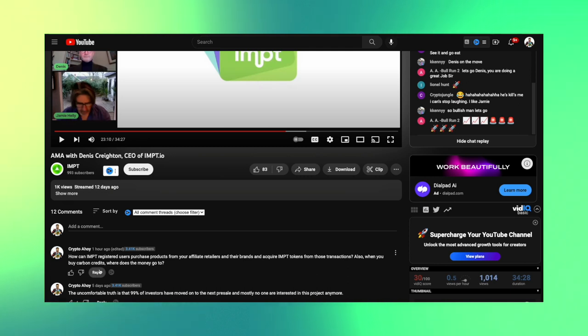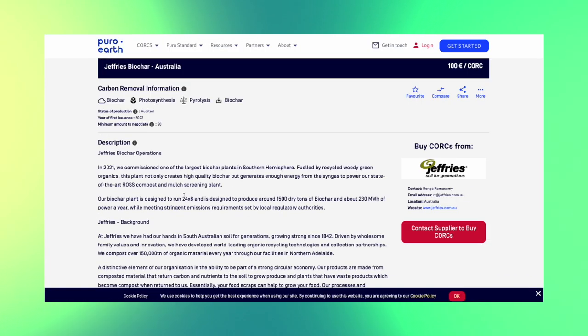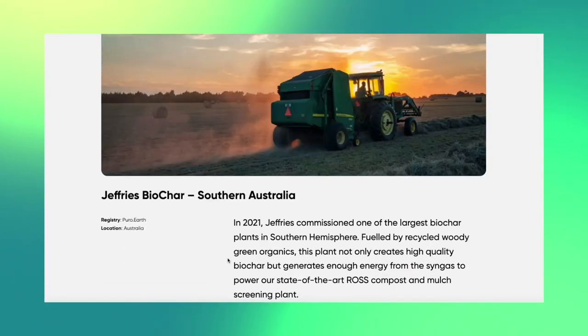Also, when you buy carbon credits, where does the money go to? And they haven't really provided a clear answer. Is all that money sent to the carbon credit project, like the ones we saw here? Where is it really going? We haven't really gotten a clear answer. And if you guys know, feel free to share your thoughts. But yeah, this is one of my concerns about this project. How are they making these connections?